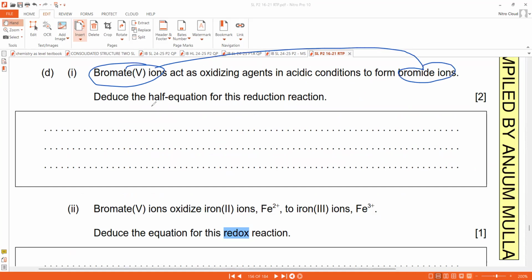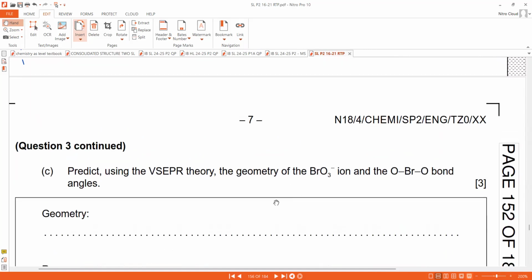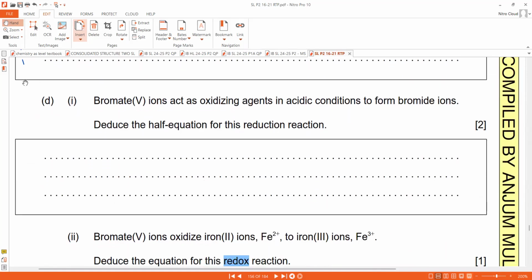Now the formula of the bromate ion would be given in the question. So we'll move up to see the formula. So BrO3 minus. That's a bromate ion. So deduce the half equation for this reduction reaction. So again the same thing. BrO3 minus is becoming Br minus.